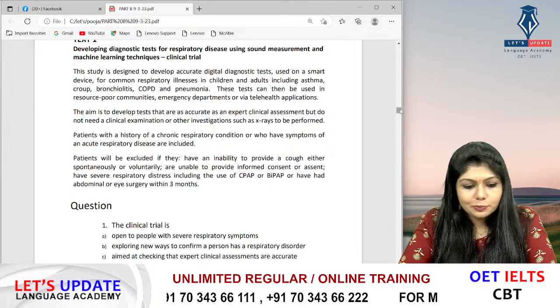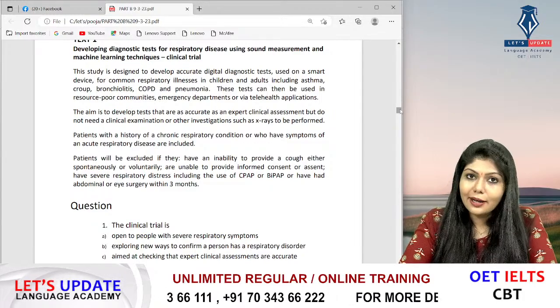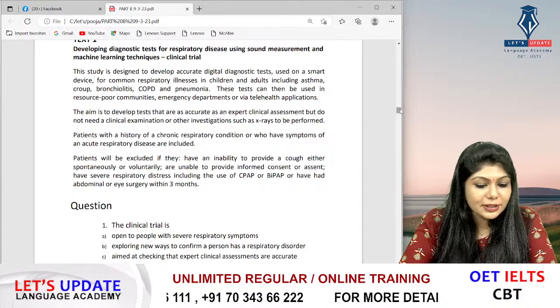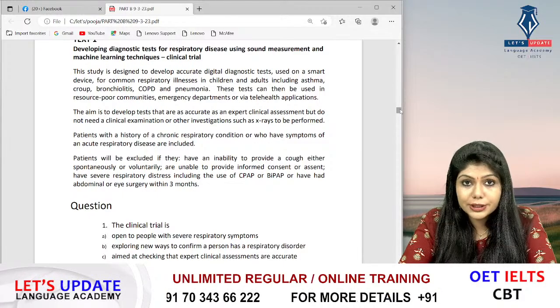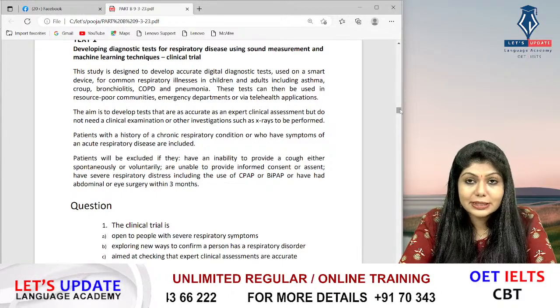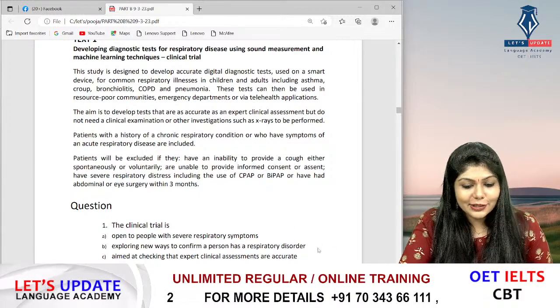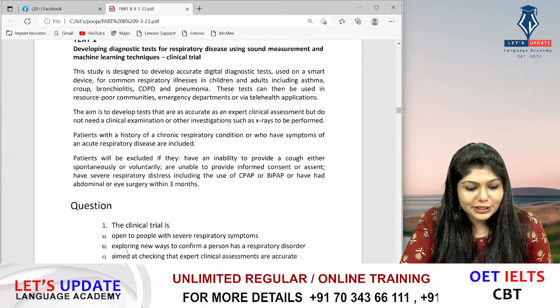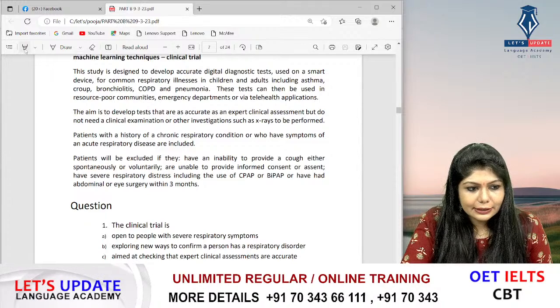Okay, so now coming to the question: the clinical trial is exploring... option A, open to people with severe respiratory symptoms; B, exploring new ways to confirm a person has a respiratory disorder; C, aimed at checking that expert clinical assessment. These are the three options, and the correct answer, as you all opted, is indeed B.